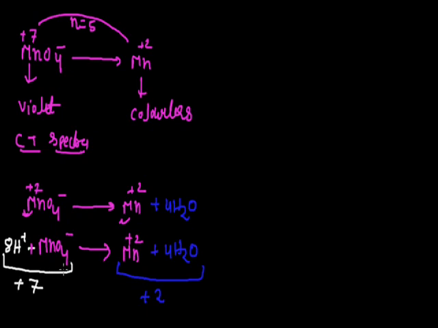Now our aim becomes balancing the charge. For balancing the charge, we are using electrons. You know that an electron is negatively charged. So for balancing the charge, how many electrons are we adding? That is 5 electrons on the left hand side. So the reaction becomes 5 electrons plus 8H plus plus MnO4 negative, and after that we get Mn plus 2 plus 4H2O.